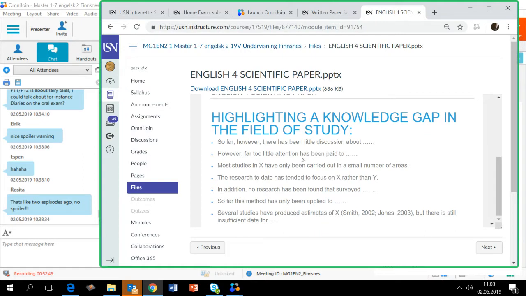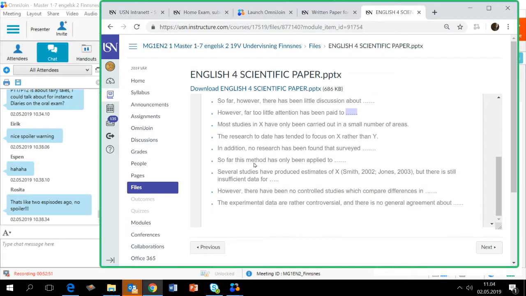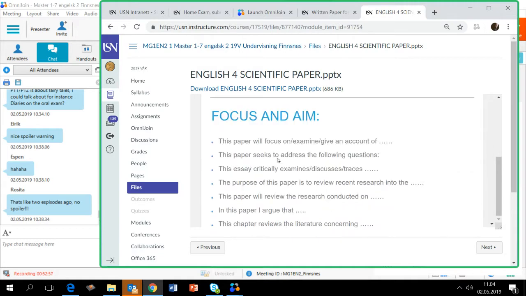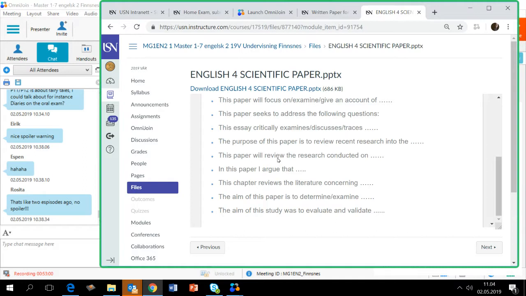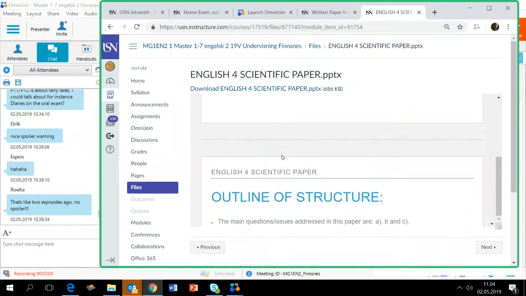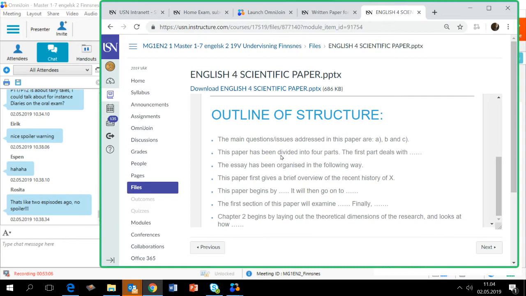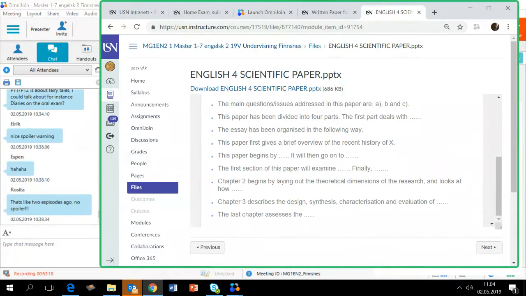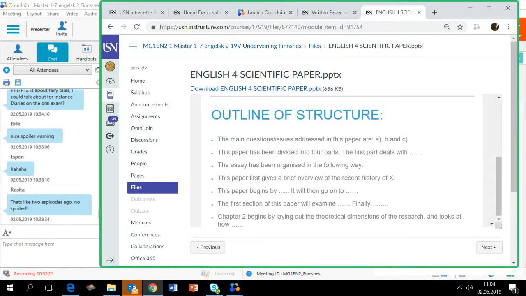One major issue that has dominated the field, highlighting, and again, I've given you more as well. Too little attention has been paid to motivation in the classroom or reading strategies, and so there's quite a lot of these for an IMRaD paper. This paper will focus on, do go in and have a look at these as well, because you've got a chance here to outline structure. I've commented on this quite a few times. You can add these. This essay has been organized in the following way. The first section will examine, these are longer ones, but you've also got the main issues addressed in this paper are A, B, and C. This paper's been divided into 4 parts. 3, please.